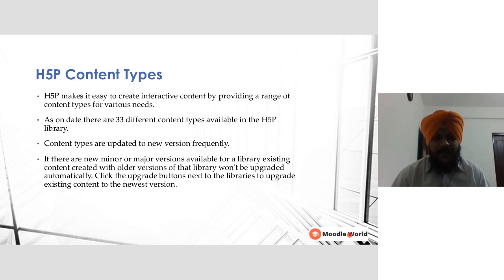If you create some content in the previous content type version, then it will not be upgraded automatically. You need to go to the settings panel of H5P in your Moodle and then upgrade the libraries to upgrade the existing content to the latest version. That's all about the H5P background.